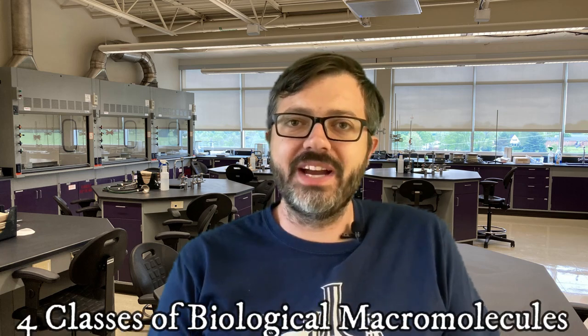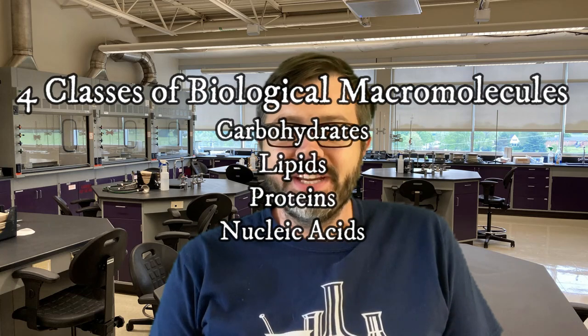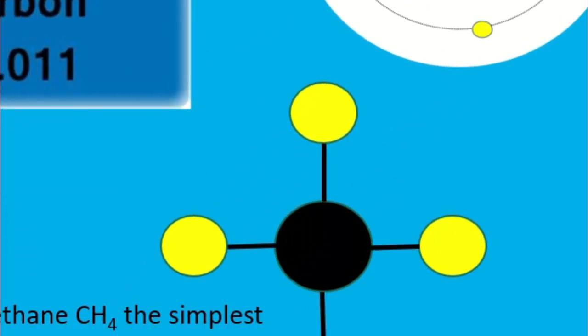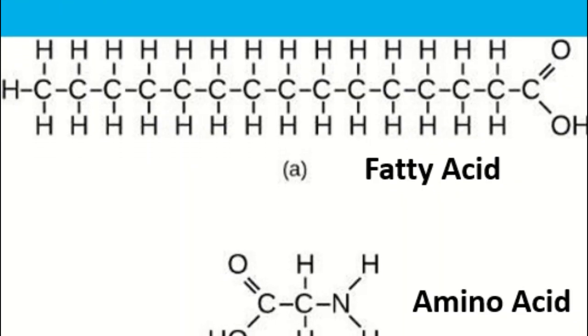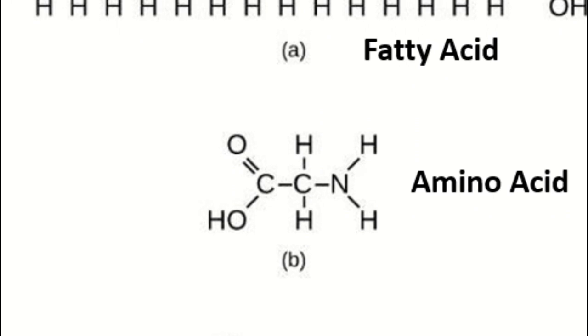Biological macromolecules are of four classes: carbohydrates, lipids, proteins, and nucleic acids. Before getting into those, why is carbon so important? All life that we know of is carbon-based, but why? Carbon has 4 electrons in its outermost shell, giving opportunities to bond to other elements, including other carbons. Because of this, carbon can make macromolecules that form long chains or even rings.